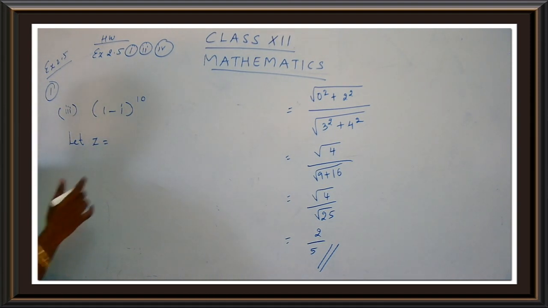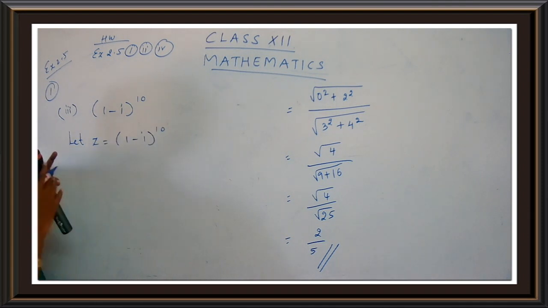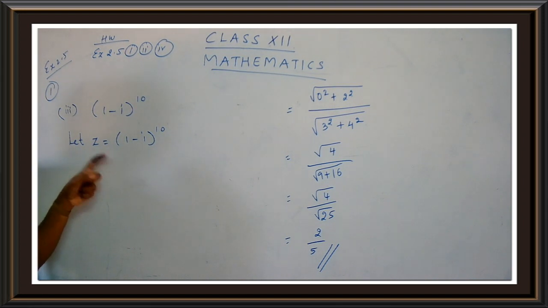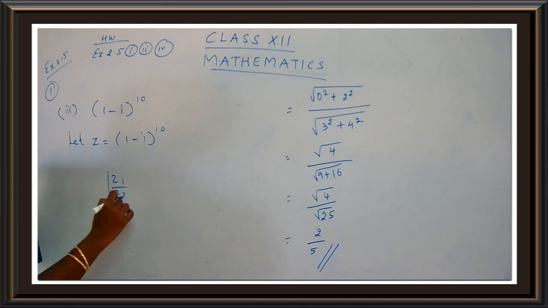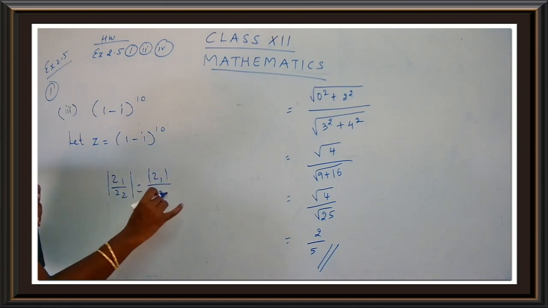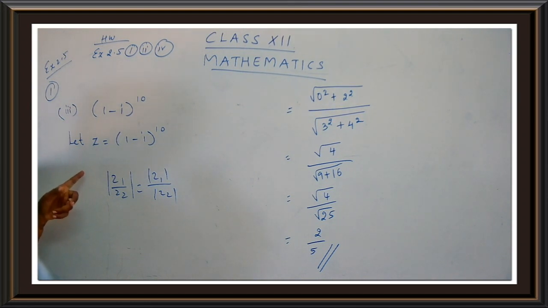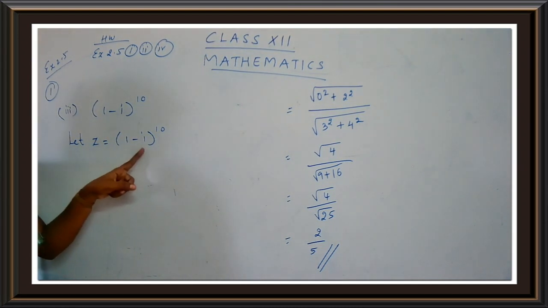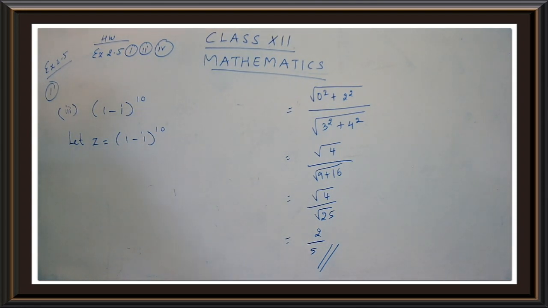Yes, children, I chose this sum because here again we are going to use a property. In the first sum we used the property z1 upon z2. Similarly here also we are going to use a property. I just wanted you to give importance to properties, so that if you know the properties you can go on applying them and get the answer. Okay. So let z is equal to 1 minus i the whole raised to 10. So now what are we going to do here? We are going to find the modulus. So if you have to find the modulus, you have to put a modulus sign.